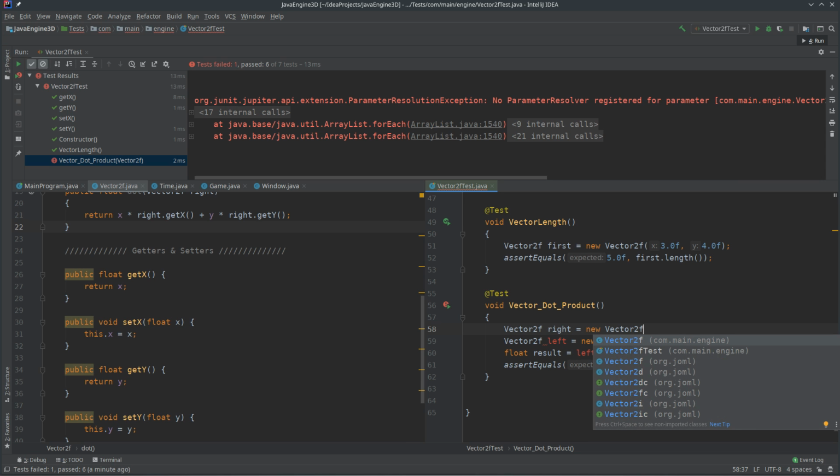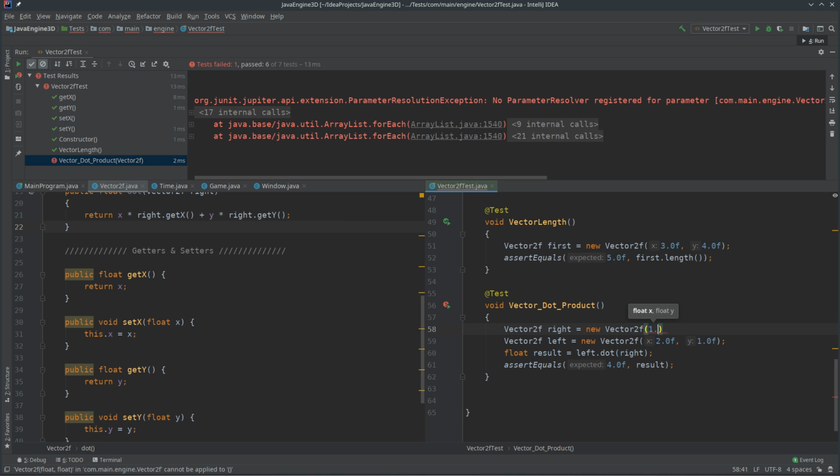I don't think it uses the testing system in the way I thought it might. And this was supposed to be 1.0f, comma 2.0f. It should be the other way around, yeah. So 2 times 1 is 2. 1 times 2 is 2. Answer is 4. So it's 2 plus 2.